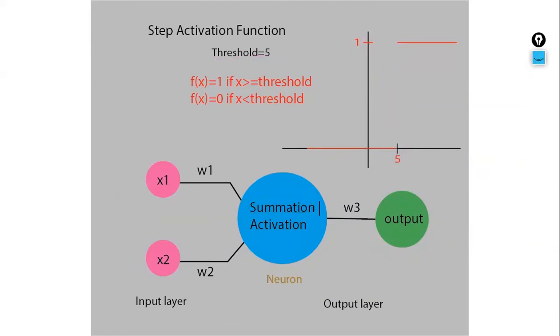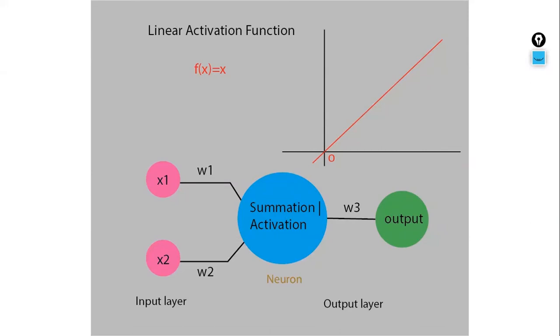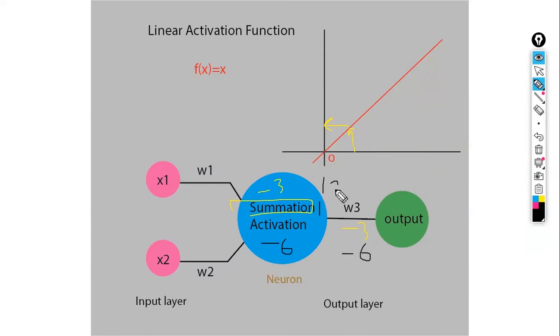This is another problem. Now, coming towards the next kind of activation function, here comes the linear activation function. What the linear activation function does is pass the input as it is to the output. Let's suppose the result of summation was -3, then this activation function is going to pass -3. If it was -6, it's going to pass -6. If it was 100, it's going to pass 100. It just passes the inputs as they are to the output.